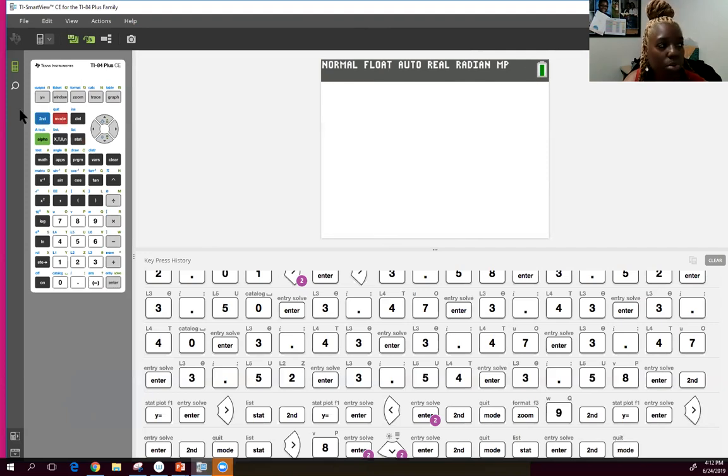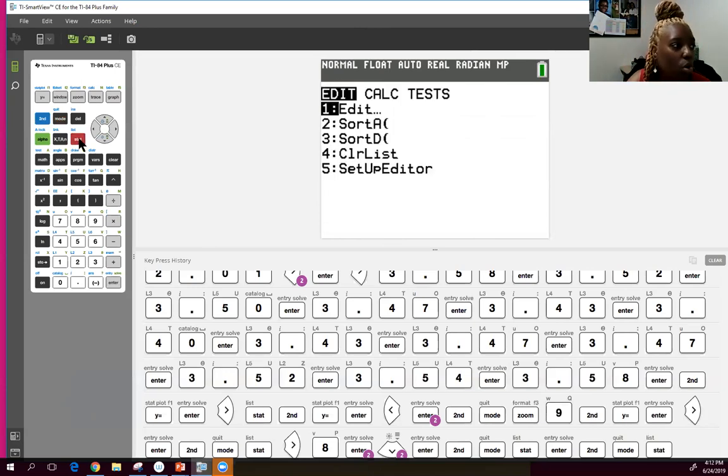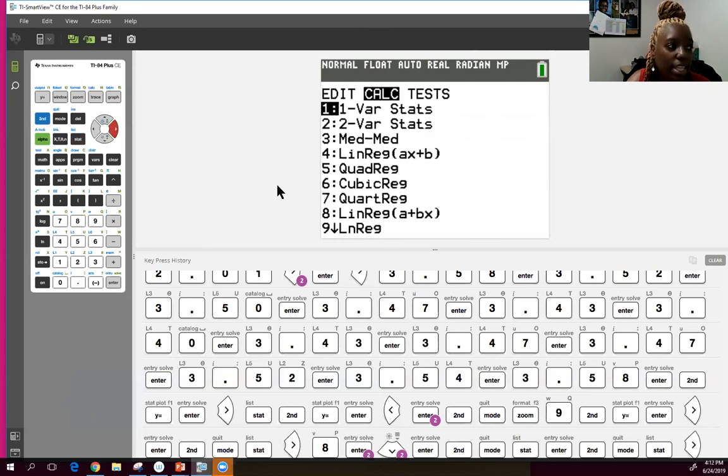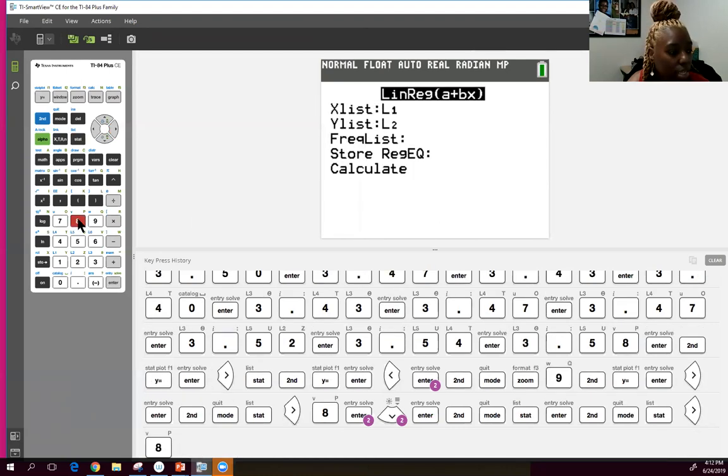All right. So we put in the numbers. We go back out. We go exactly where we were. We go to Stat. We go over to Calc. And then you use number 8, y equals a plus bx. Remember, it was b0 plus b1x. Y equals a plus bx. Use that one. That's number 8. So I'm going to click on number 8.